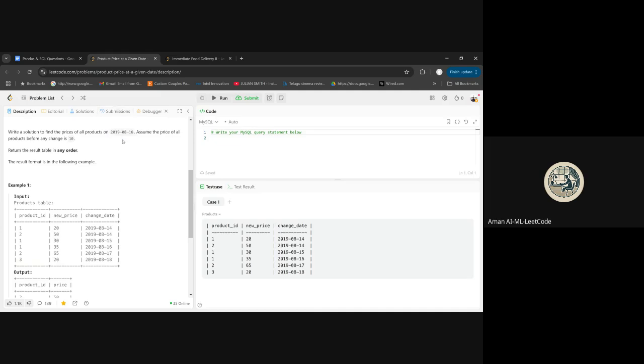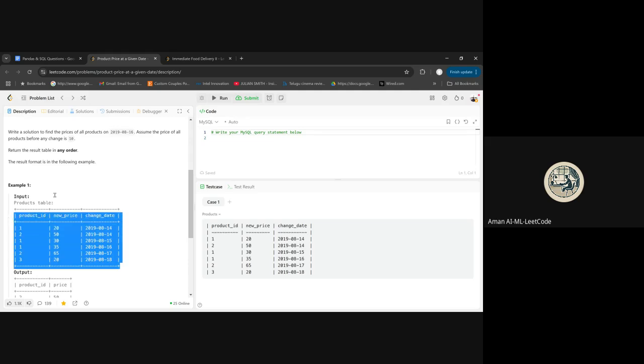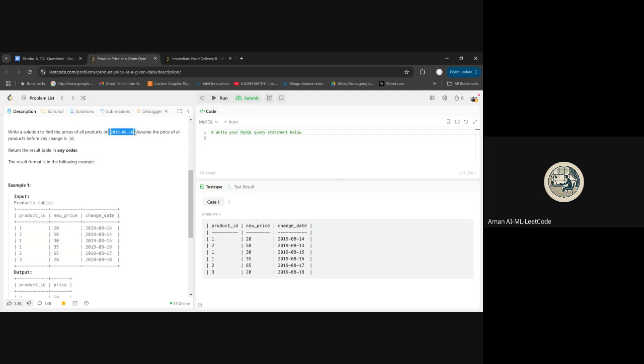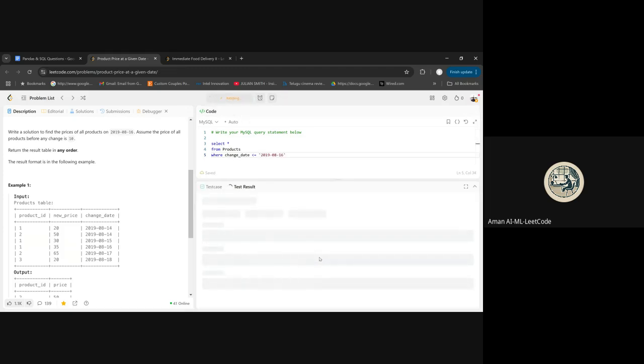So the first thing that we have to do is filter this full table on this particular date. Let's do that now. Let's filter this product table. Select star from product where change date is less than or equal to the date that is given to us. When we run this, it is going to give us certain results.